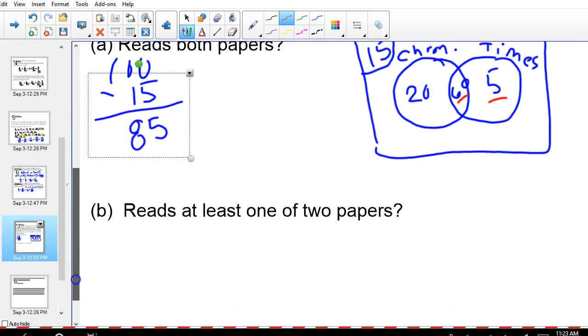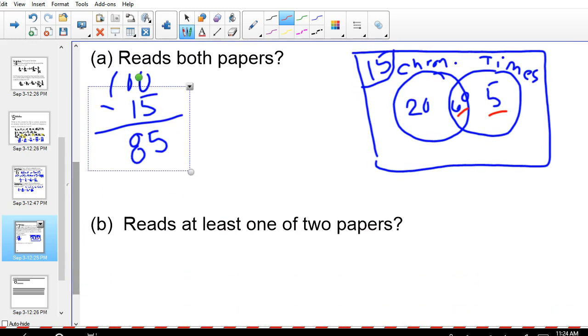I might should have asked B first. How many read at least one of the 2 papers? That's 85%. That's really what we figured out right up here, because if they don't take a paper, that's 15%. That means the others have to take at least one. I mean, 100 minus 15, which gives you the 85.